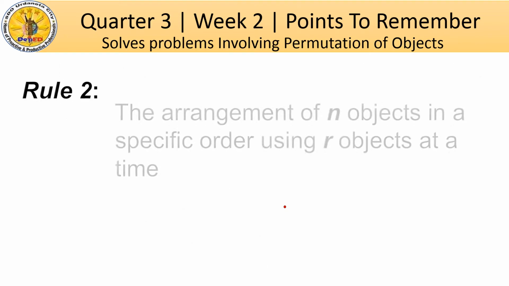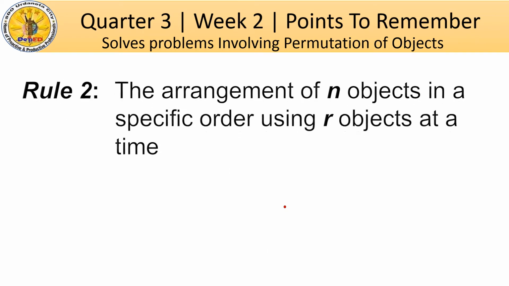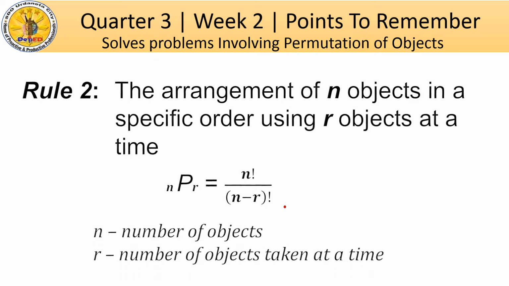Rule number 2. The arrangement of n objects in a specific order using r objects at a time. Using the formula, permutation of n objects taken r at a time is equal to n factorial divided by the quantity of n minus r factorial, where n is the number of objects and r is the number of objects taken at a time. And don't forget, n must always be greater than or equal to r.